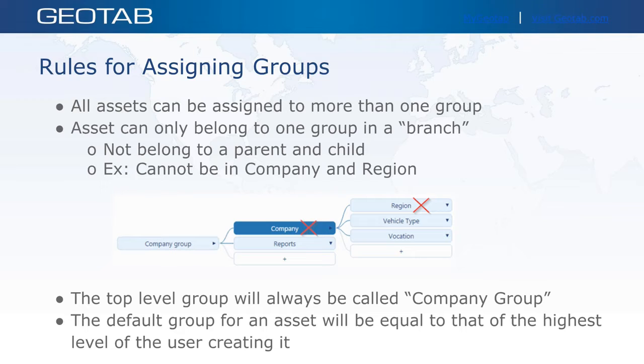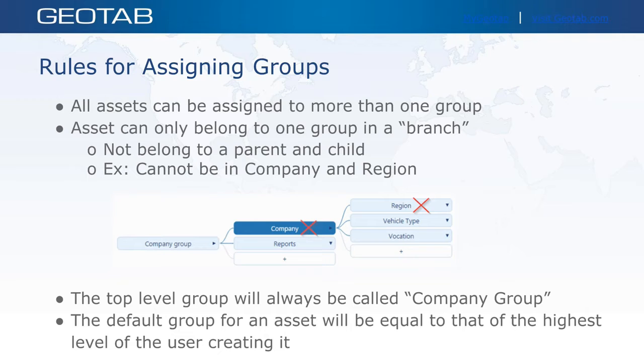The default group for an asset will be equal to that of the highest level of the user creating it. What that means is, let's say that I'm a user and I have access to the region group only. If I add an asset and I don't define the group that I want it to be a part of, it will be a part of the region group. So it will always be that of the highest level of the user creating it.